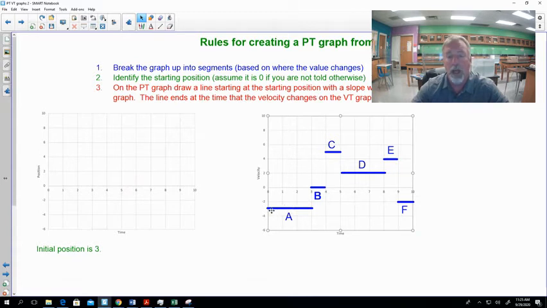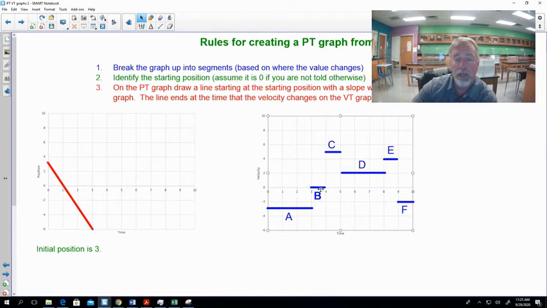So we're looking for segment A. It's got a slope of -3. So we're going to start off here at 3, because that was our starting point. We have a slope of -3, and we're going to go until we hit time 3. So there is our position part that corresponds to segment A on our VT graph.